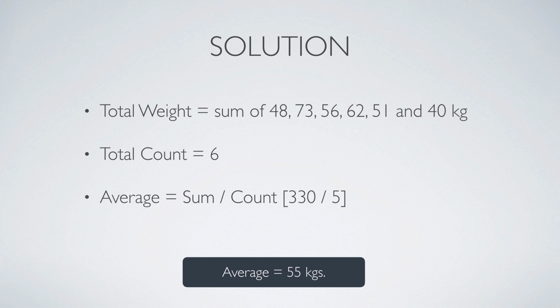So here's the solution. The total weight would be the sum of the individual values, and the total count we know is 6 students. So the average would be the sum, which is 330 divided by 6, not 5. I'm sorry about that. That would give you 55 kgs.